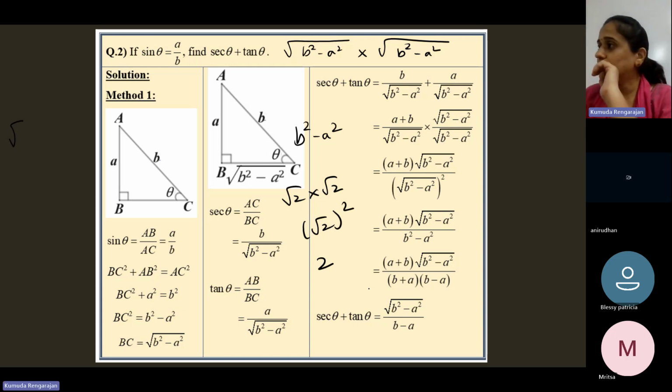Root 2 into root 2 is root 2 the whole square. Something multiplied with itself is the whole square, right? So root 2 the whole square, which is 2. Similarly, how do you get rid of the square root symbol? Multiply with itself.